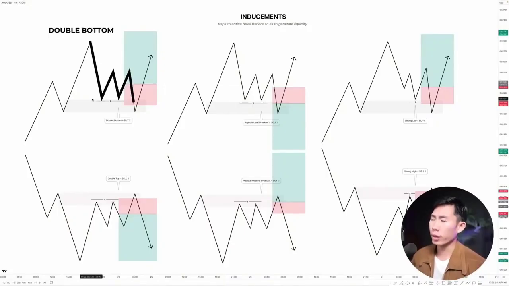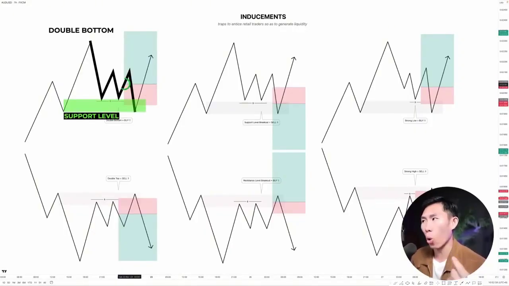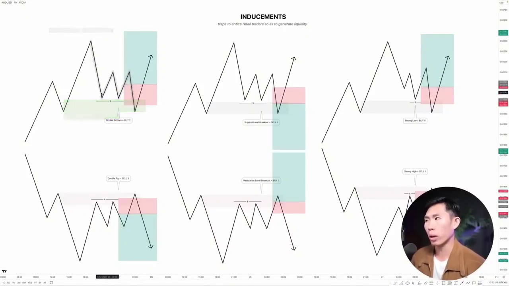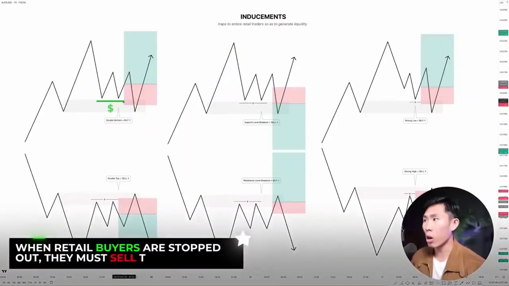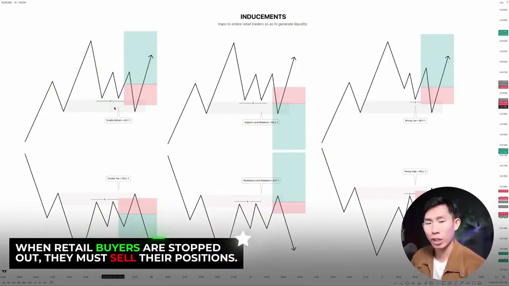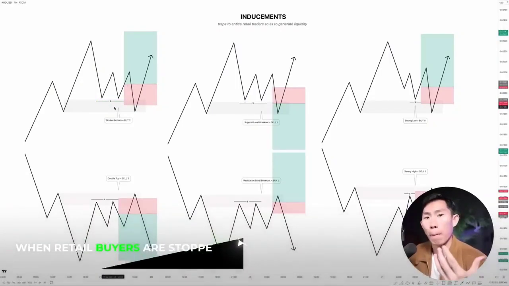For example, when a retail trader sees a double bottom chart pattern just like this form at a support level, they are going to enter for a buy, thinking that price will go up. And as a result, they will most likely be placing the stop loss below the support level or below the double bottom just like this. And when this happens, this actually generates liquidity. Because if the retail traders who entered for a buy right here get stopped out, guess what? They have to sell the position.